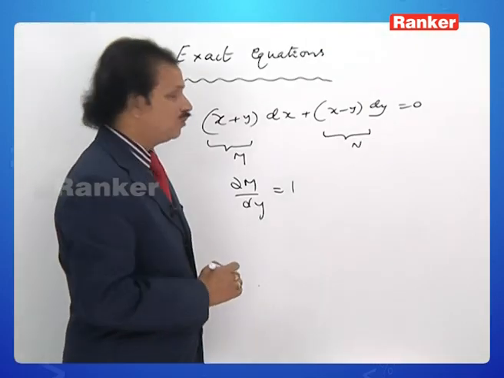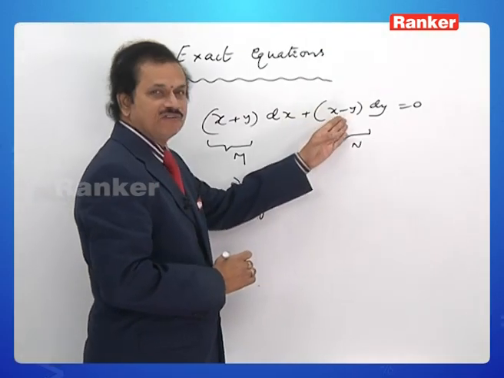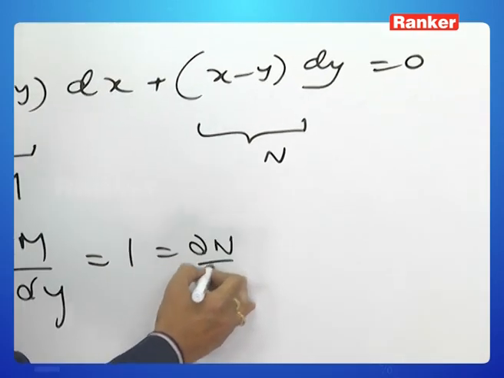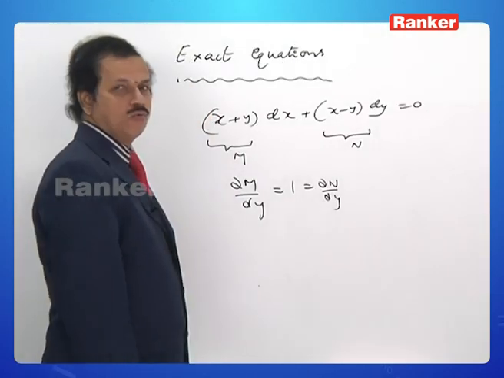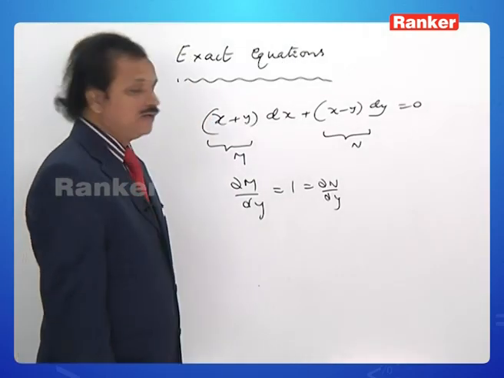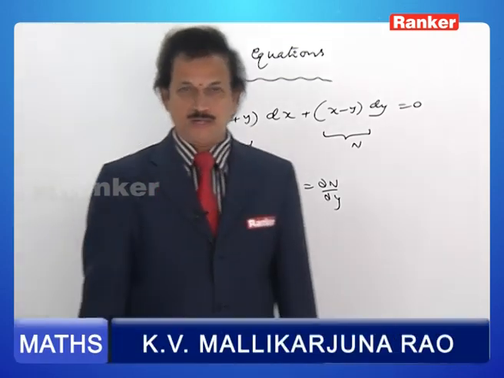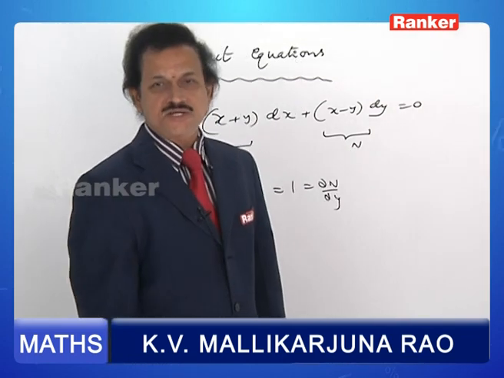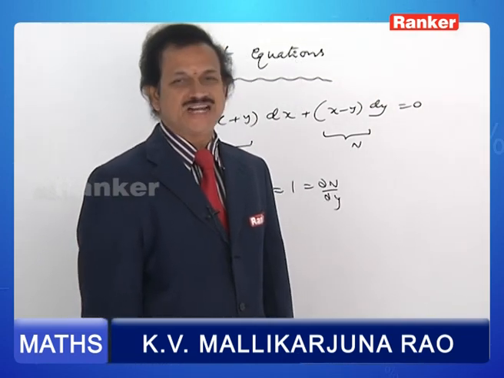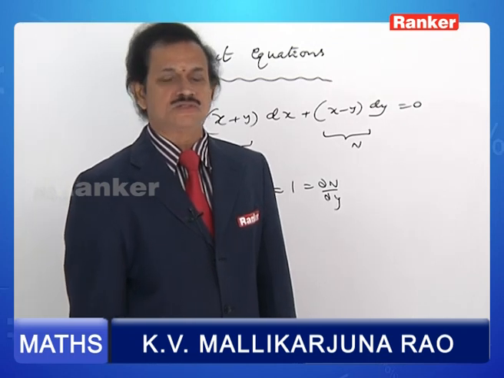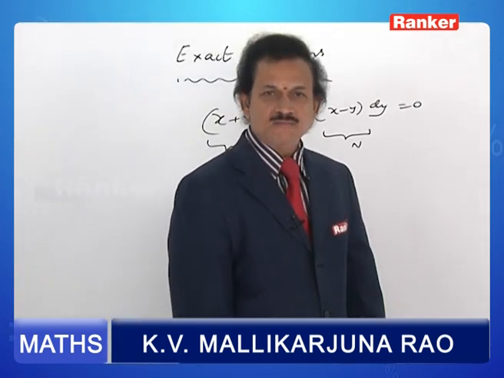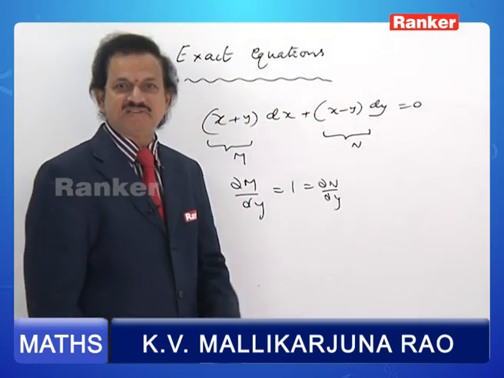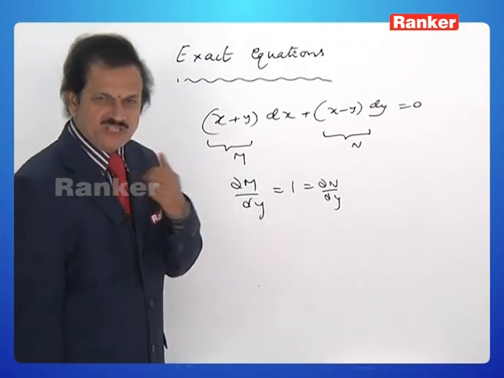Well, my dear, ∂N/∂x, what do you say? For x it is 1, for minus y it is 0. Hence, ∂N/∂x is also 1. We should feel happy to declare that the given equation is exact, because the necessary and sufficient condition ∂M/∂y equal to ∂N/∂x has been satisfied. Now we are ready to have the solution directly within one step. That is the next step.